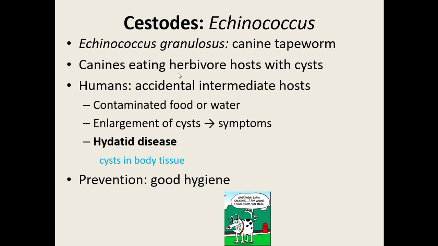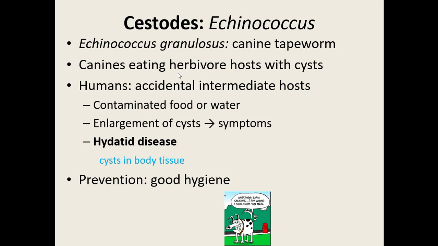So the larva is going to form a protective cyst around it, and it's going to anchor itself there, waiting to continue on to the final life cycle. The only way it will continue to the final life cycle to get back to a dog is if the dog ate you. Not likely, so we're accidental intermediate hosts.